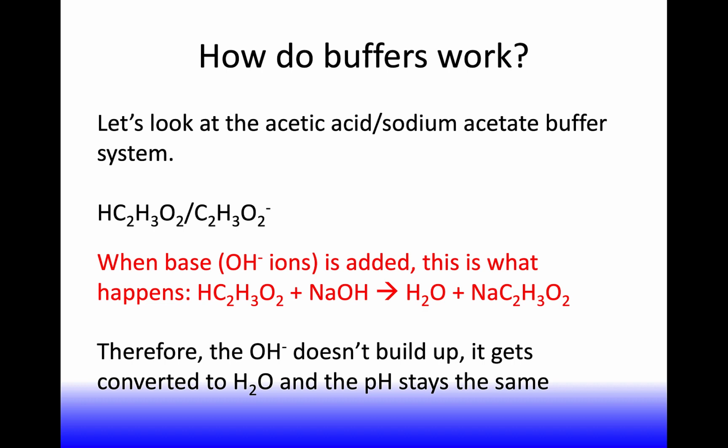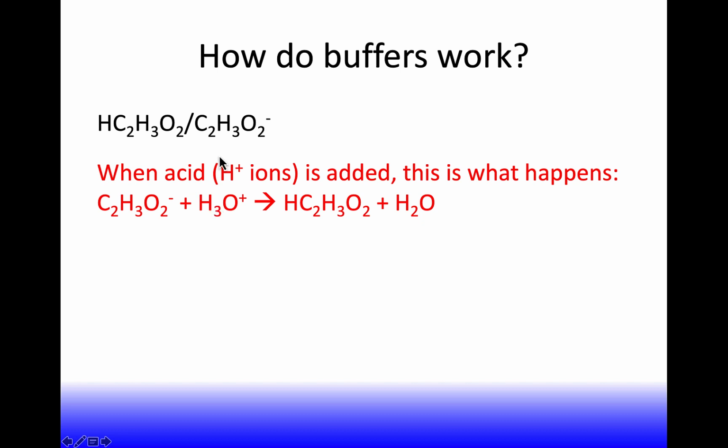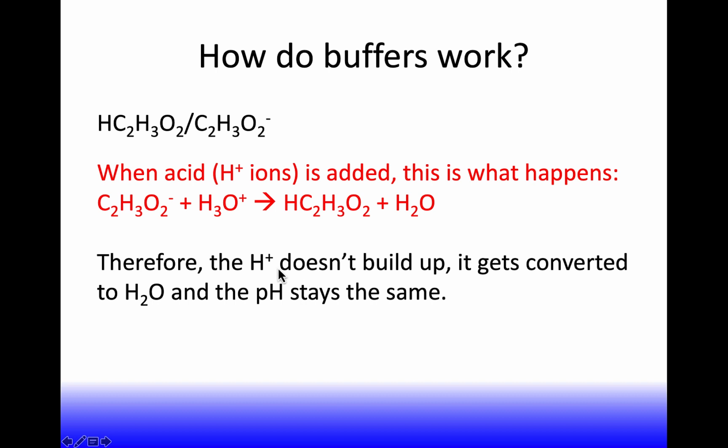Now, what happens if you add acid? Here's our system. When we add acid, basically the only thing that matters are the hydrogen ions. We add a small amount of acid, and that acid is going to react with the conjugate base. Here's your acid as a hydronium ion, and it's going to make more weak acid and water. Again, the concentration of hydrogen ions isn't going to really change. It doesn't build up, it gets converted to water, and the pH stays the same. I can't stress enough that it's only small amounts of acid or base. You can't put in an infinite amount and expect the pH to stay the same. I'll demonstrate that when I show you the video.